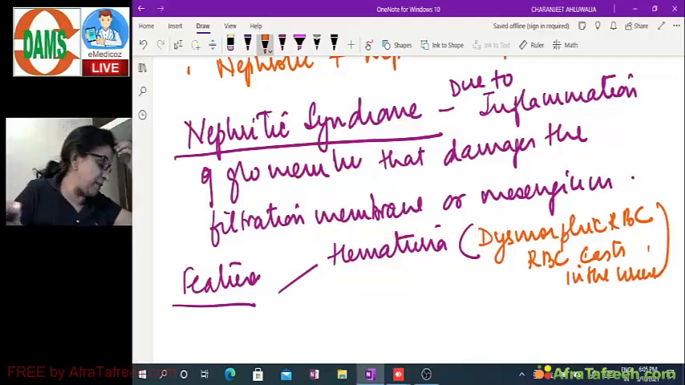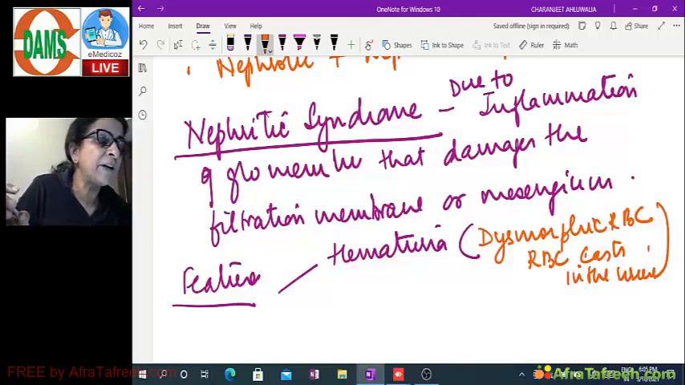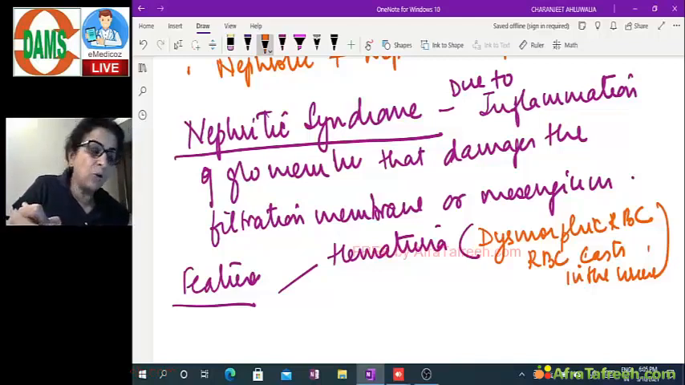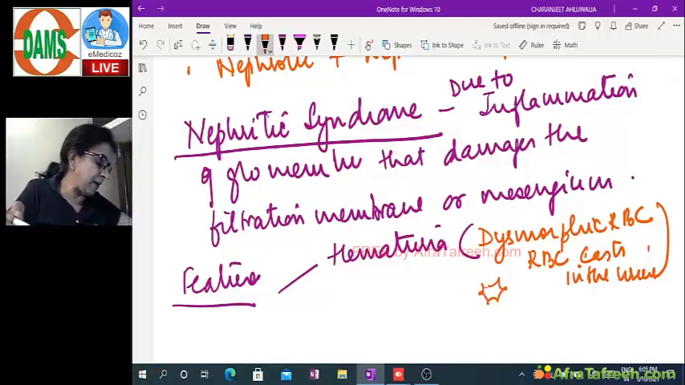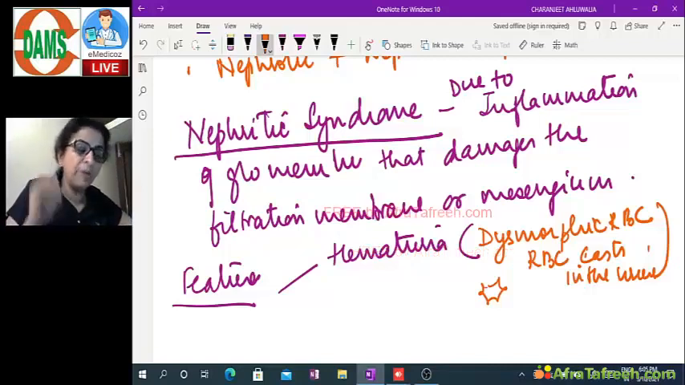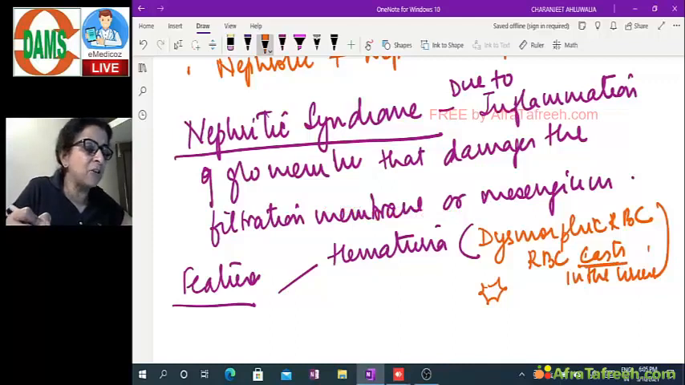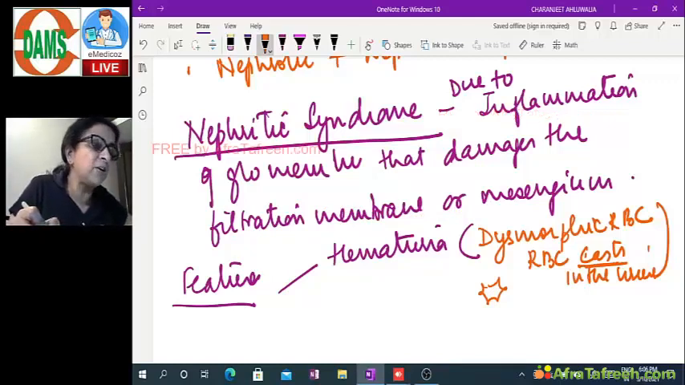Okay, what are dysmorphic RBCs? Dysmorphic means their shape is distorted. So they appear crenated. They are not normal round RBCs. They appear something like this. These are dysmorphic RBCs. And dysmorphic RBCs, if they appear, they always suggest that the hematuria is glomerular in origin. Okay, casts are always formed in the tubules of the kidney. So whenever the word cast comes, remember casts are always formed in the tubules of the kidney. So if you see dysmorphic RBCs, they always indicate glomerulonephritis.